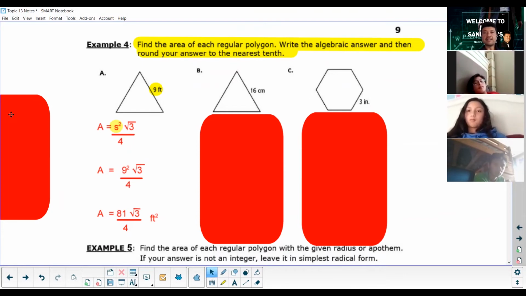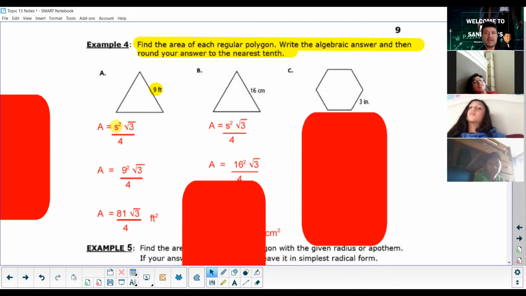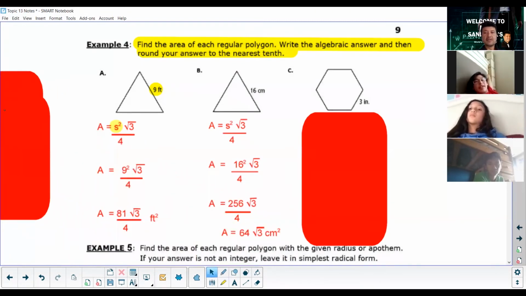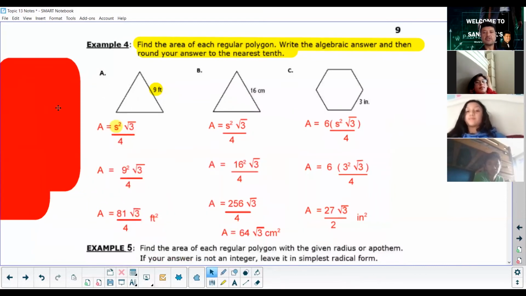All right, so Max, how do I do the next one? You do the same thing. You just plug in the side of 16. Square that. Good. And boom. And same thing with the last one. Nothing real special. The only thing that might be not so much new is that you just have to do a little bit more math. Okay, so that gives you examples there on how to do these.